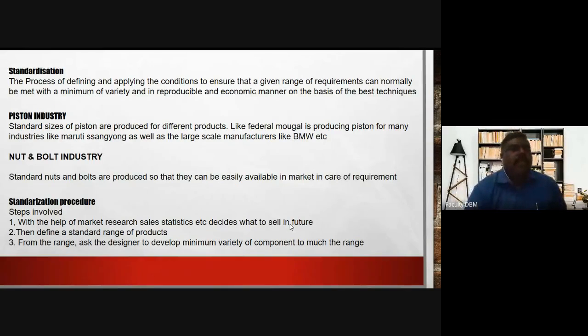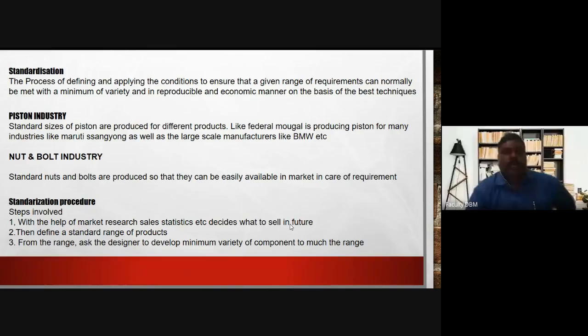There will be no more. For examples, we have the piston industry. Standardized sizes of the piston are produced for different products. This is an engineering mechanical background example. Federal Mogul is producing pistons for many industries like Maruti, Sanyong, as well as manufacturers like BMW also. So standardized sizes they are going to maintain. Nut and bolt industry: standard nuts and bolts are produced so that they can be easily available in the market in case of requirement. So standard things, quality goods, not China products. So standard goods they are going to maintain for the long run.